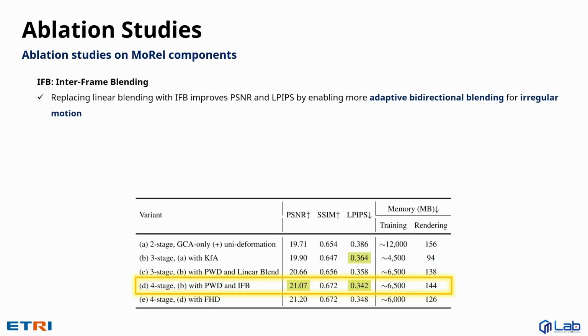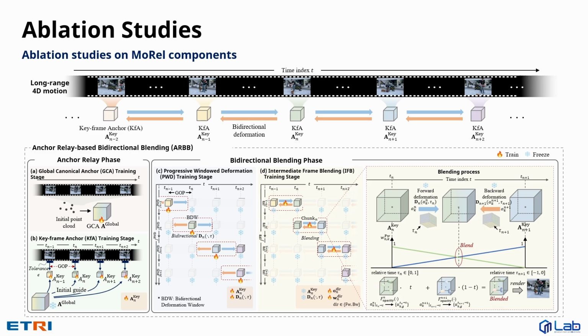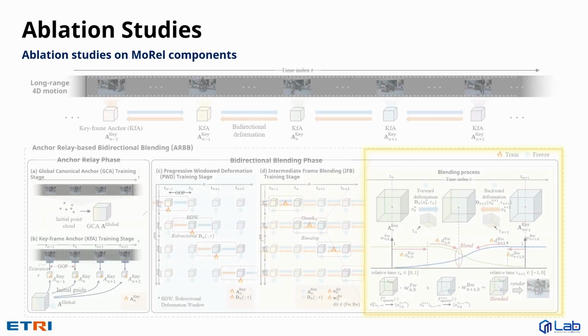However, simple linear blending is still limited in handling irregular motion. To address this, we replace it with inter-frame blending, which performs adaptive bidirectional blending between neighboring anchors. By replacing linear blending with IFB, we obtain clear gains in PSNR and LPIPS. This shows that adaptive bidirectional blending is more effective for irregular motion transitions.